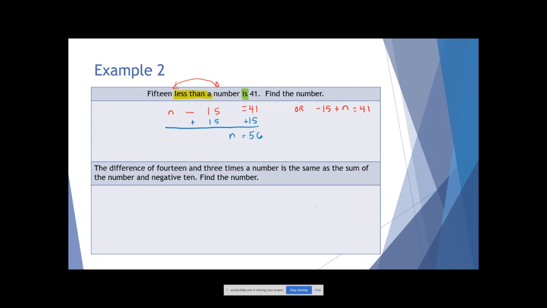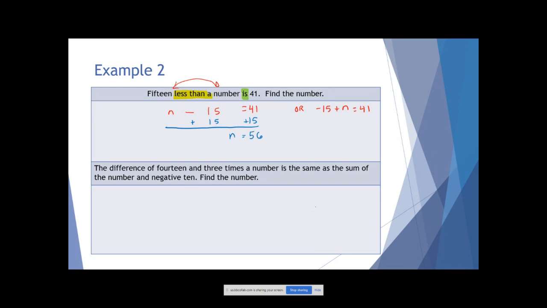Okay, so now the second example here. This one's a little lengthier. The difference of 14... I'm trying to do too much at once here. I'm going to just read the whole thing first. The difference of 14 and 3 times a number is the same as the sum of the number and -10.